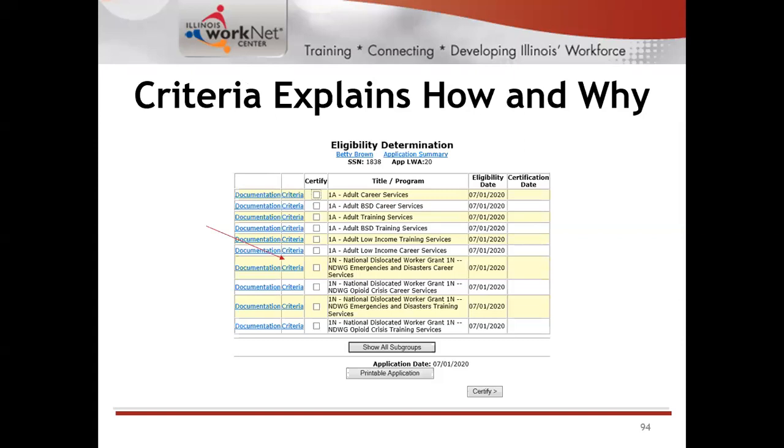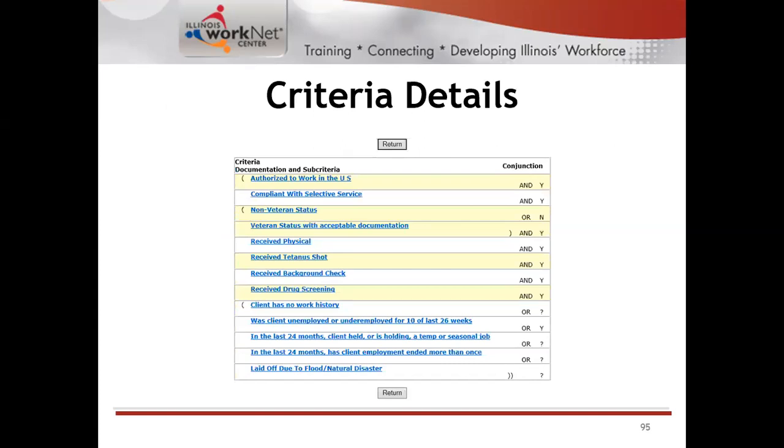When you're looking at the screens, criteria explains the whys, why somebody meets certain eligibility criteria. If you click on it, you'll see the yeses. Yes, she's authorized to work. Compliant with selected service, she's a yes because she's not required to be. In this case, the client is a vet. That's not an eligibility factor. It has yes, that she meets all the criteria for the physical fitness, the background and the drug. And then it shows why she met the alternative criteria.